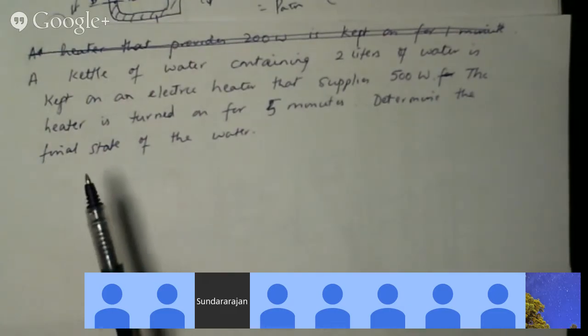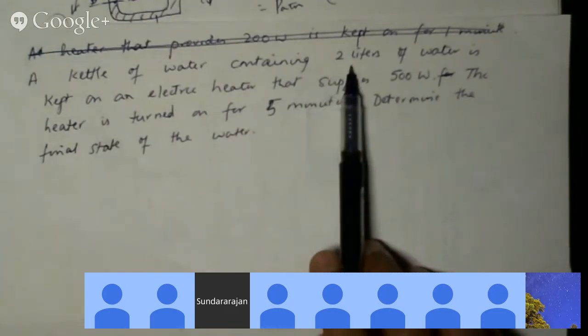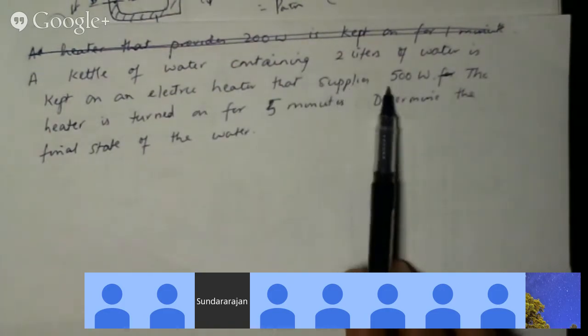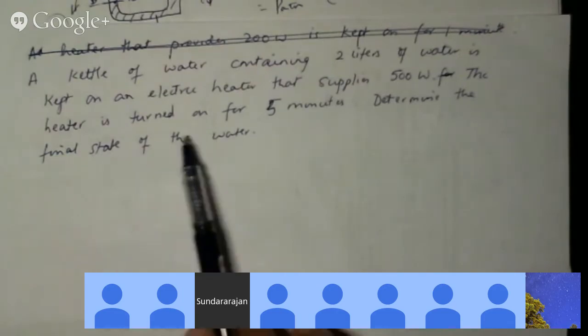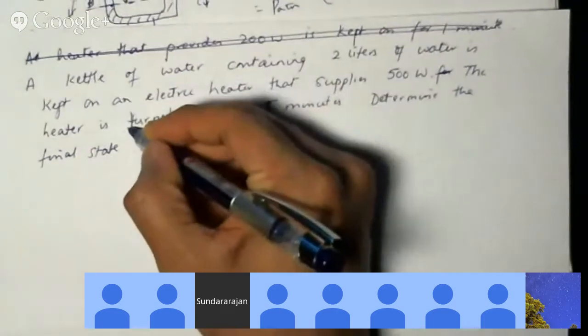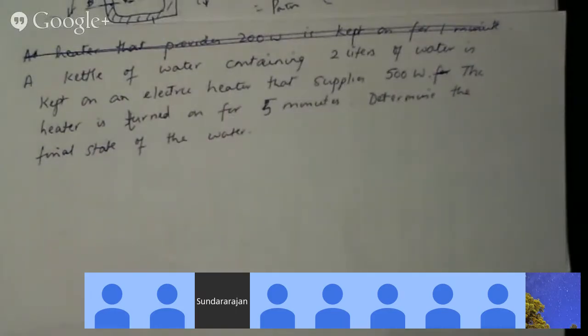So this is a thermal problem. A kettle containing 2 liters of water is kept on an electric heater, and it supplies 500 watts. The heater is kept on for 5 minutes, and then we want to find what the final state of the water is.